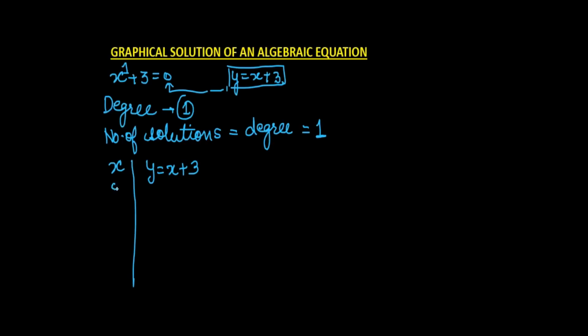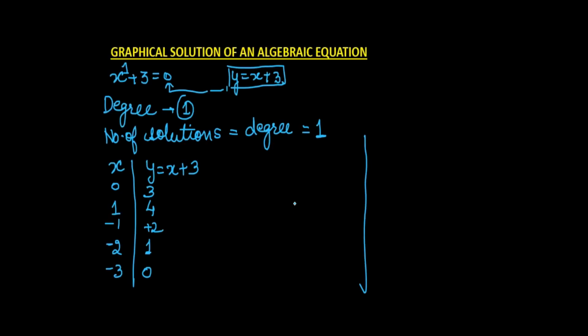We take x as 0. So y comes as 3. X as 1. Y comes as 4. Negative 1. Y is positive 2. When x is negative 2, y is 1. And when x is negative 3, we get y as 0. And we try to plot it.